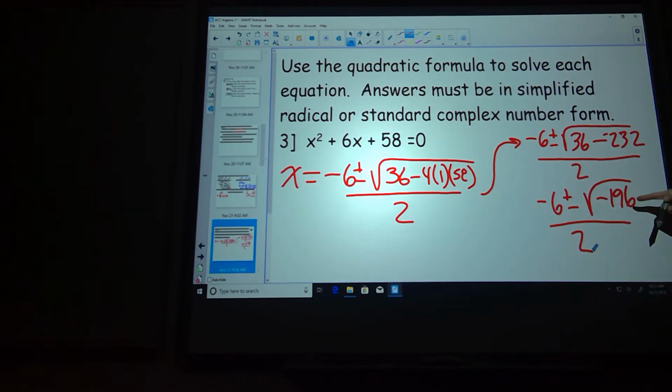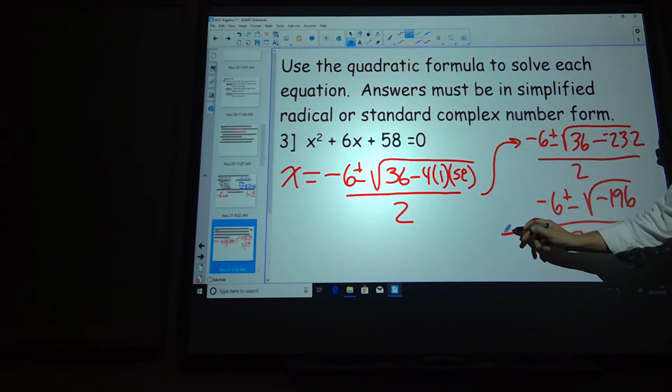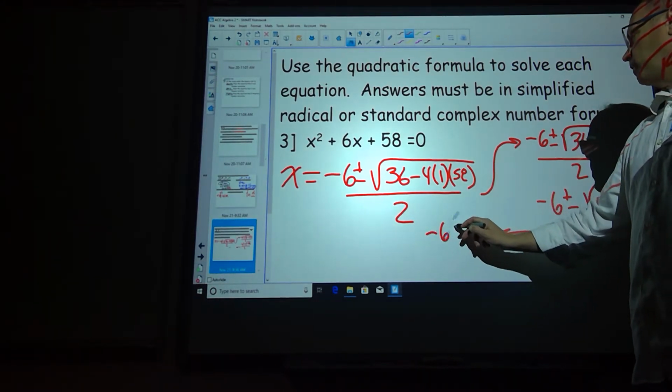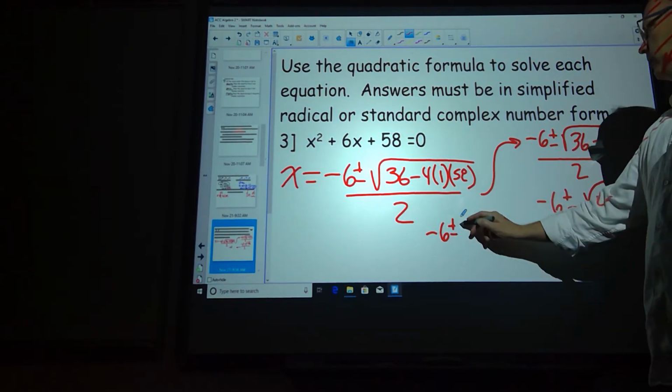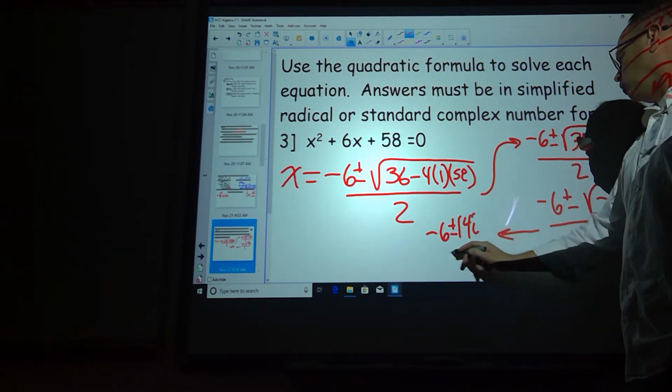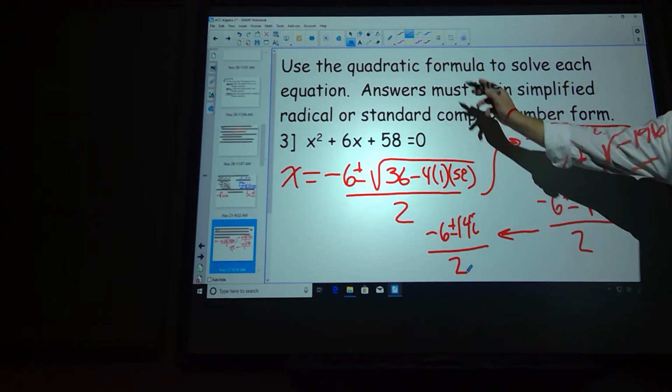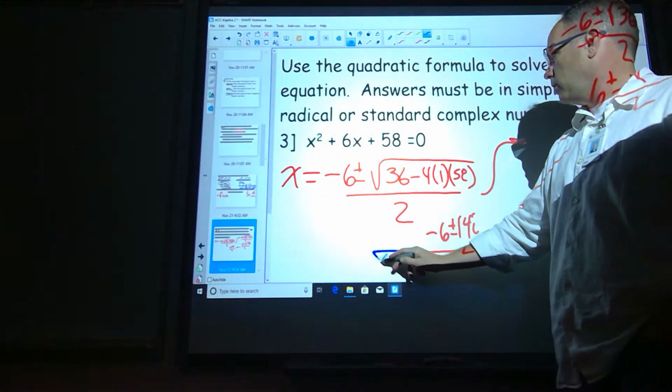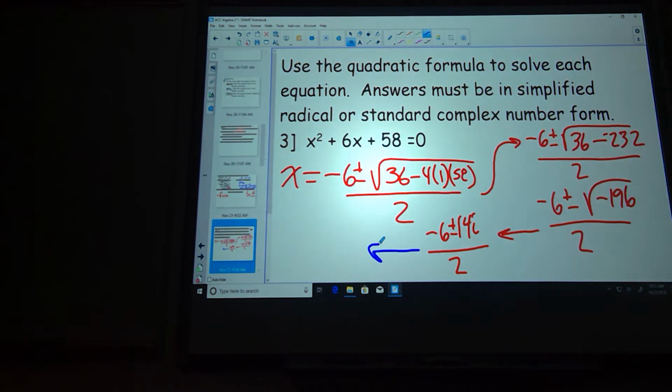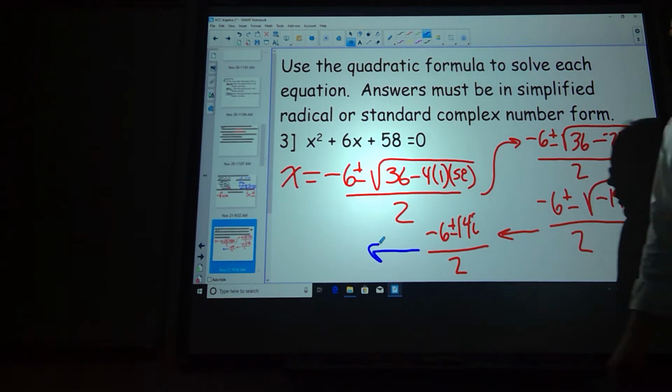What do you know about that? There's got to be an i. Anyone know what the square root of 196 is? 14. Right. Good job. So I get negative 6 plus or minus 14i all over 2. So we don't add the x. No. This just tells you where it's crossing the x-axis, where the solutions are.